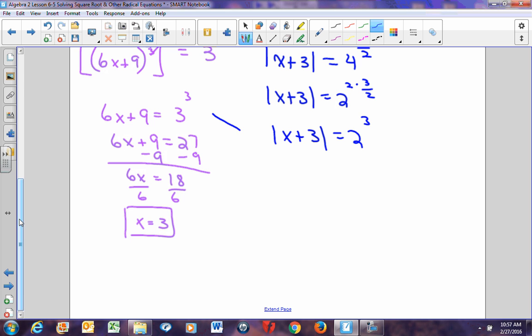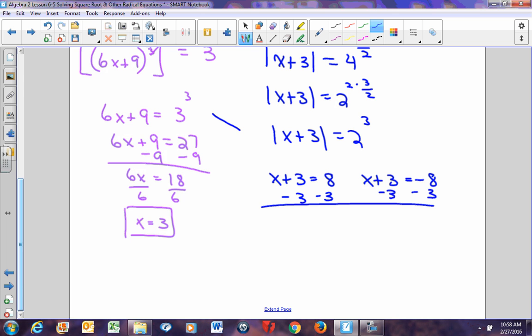And 2 cubed is 8. So we have x plus 3 will equal 8, and x plus 3 will equal -8, because we have the absolute value of it. And remember, the absolute value has to equal 2 things, the positive and the negative. So subtract 3 from both of those, and you'll get x equals 5 and x equals -11. And I'll save you the trouble and tell you that they both do check and work.